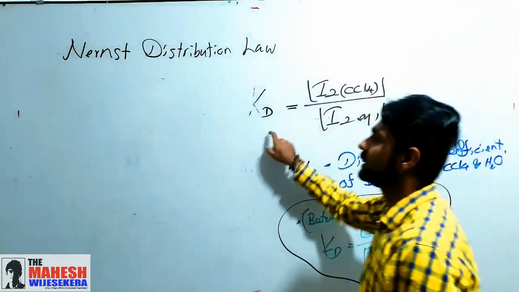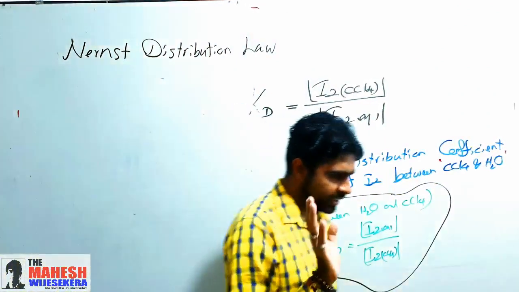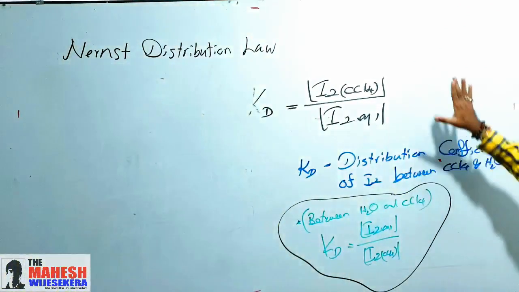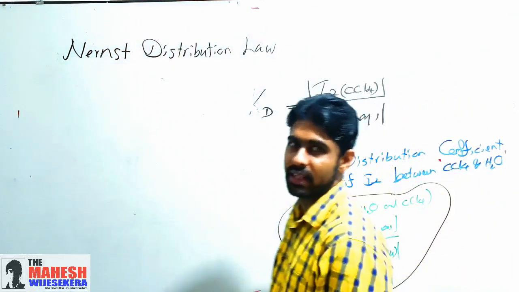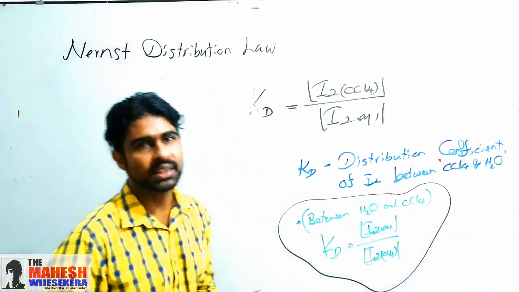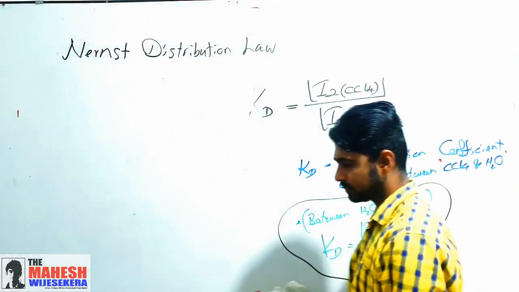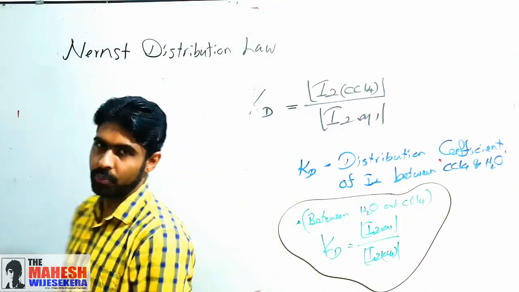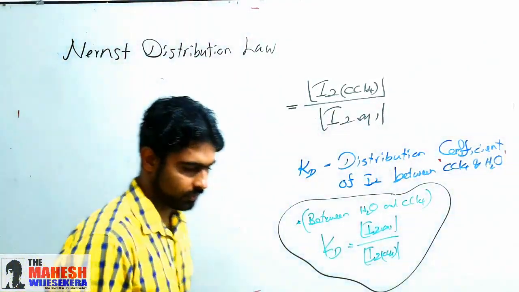when you consider this Nernst distribution, we need to satisfy some conditions to apply this KD value. In order to apply this KD, we need to satisfy these conditions. So after this one, write important points.